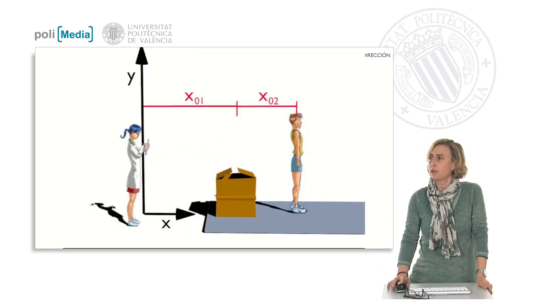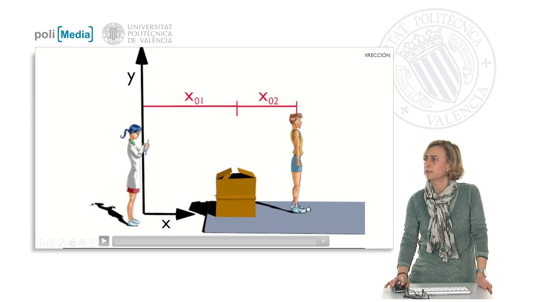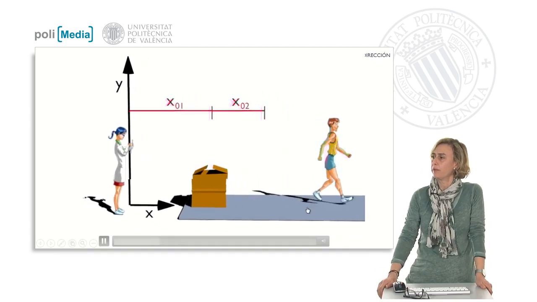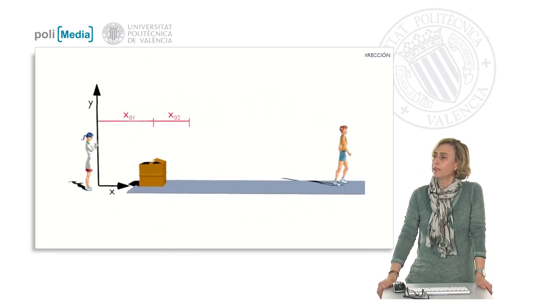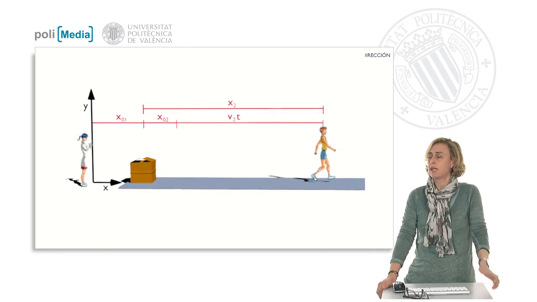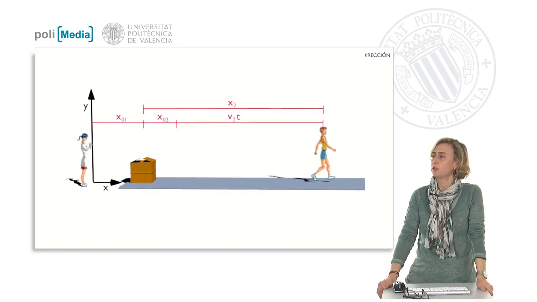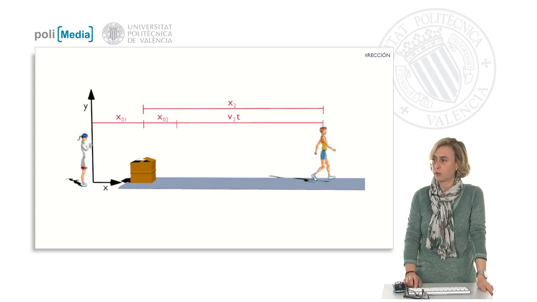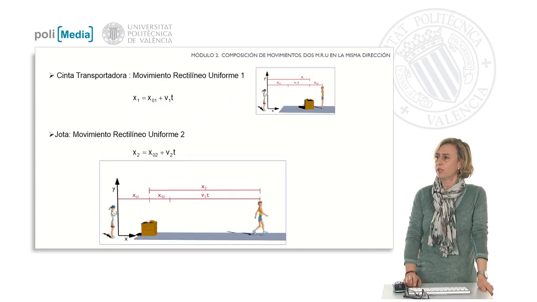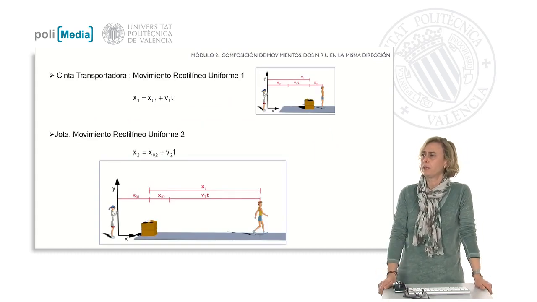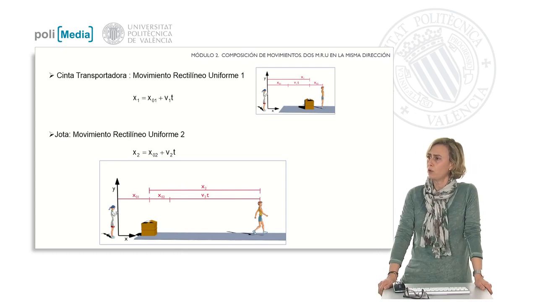times time. What happens now if it is J, the one moving? The box is still while J has moved away from it, having a position x sub 2 with respect to the box. Therefore, J performs rectilinear and uniform motion, called motion 2, and x sub 2 will be equal to x sub 02 plus v sub 2 times t.